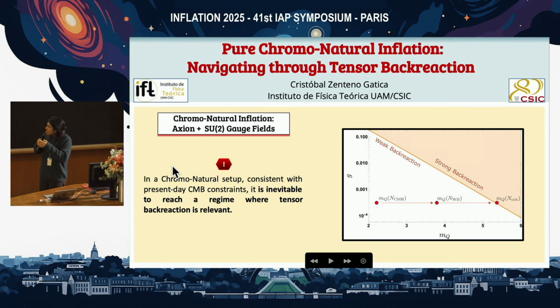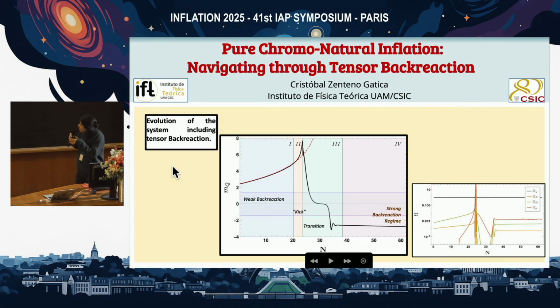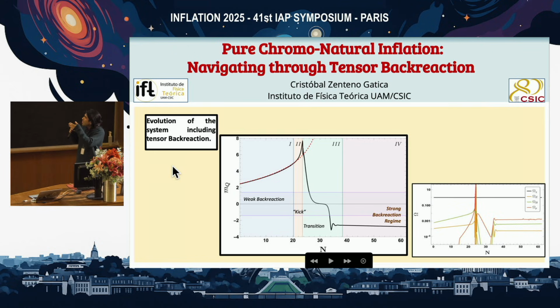So I can talk to you about what it means to be consistent with CMB constraints, but now in this work we solved the evolution including the tensor back reaction. And we identify a really interesting evolution between something that we call the weak back reaction regime, up to a regime that was already illustrated by Oksana in her talk, the strong back reaction regime, that is described by a really interesting new attractor. And in between, we have two interfaces that we can discuss after.